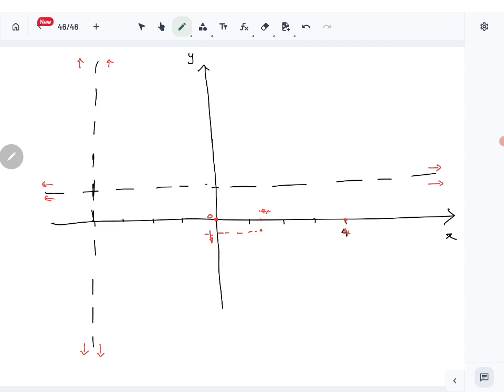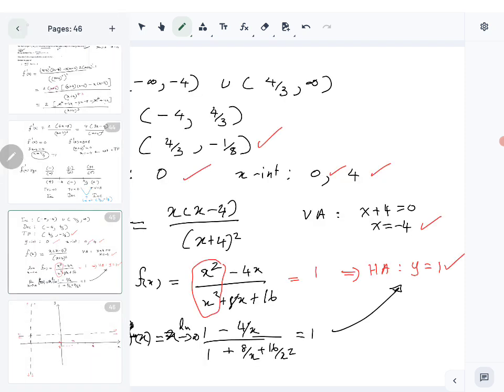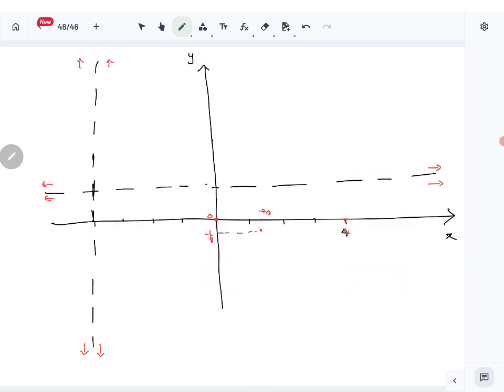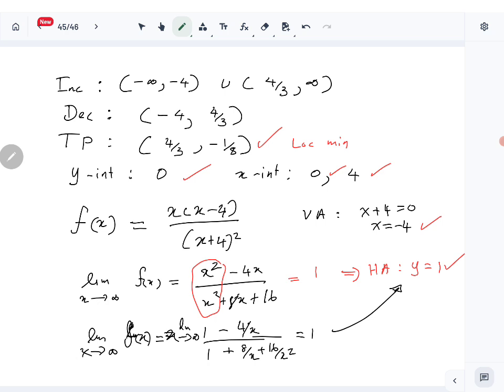This is 4 over 3. Right. So we have what? This turning point is a local minimum. So let's put a small valley shape here. So we know this is a local minimum. Right. So now let's use the increasing and decreasing intervals to get the graph.